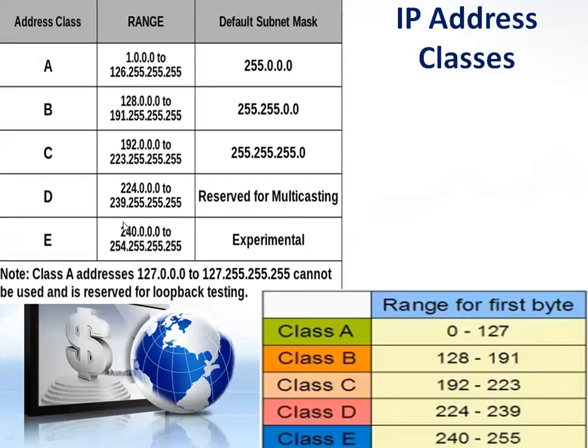And then we have 240 to 254 or sometimes 255, and this is experimental. This class is reserved for experimental basis. Okay, so basically we have three classes which we are using. D and E are reserved for multicasting and experimental basis, and each IP address belongs to a class A, B, or C address.